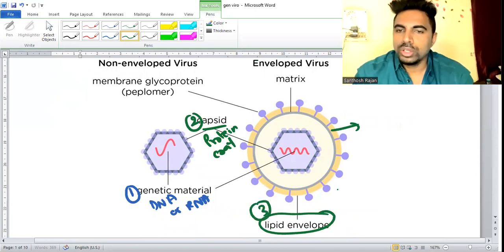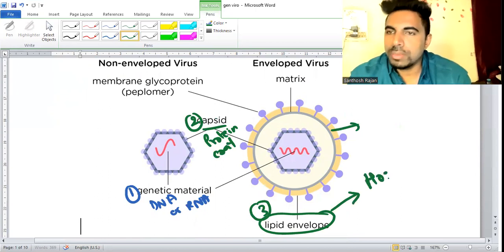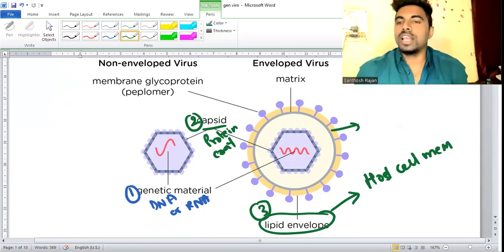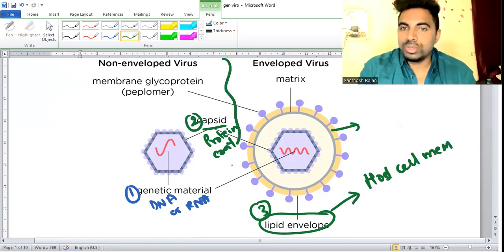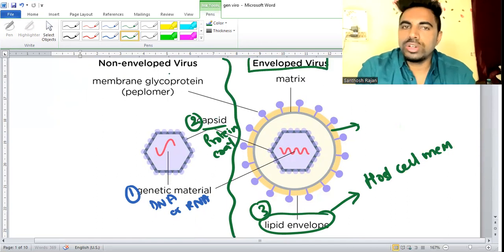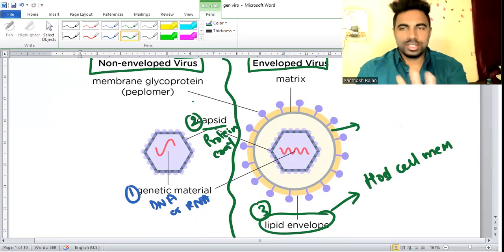So the envelope, where is it coming from? That is the question. It is coming from the host cell membrane. So when the virus enters into our body, it steals the cell membrane from our cells. Some viruses steal, some don't. Those which have it are called enveloped viruses. Those which don't are called non-enveloped viruses. Enveloped and not, that's it. This is the basic structure.